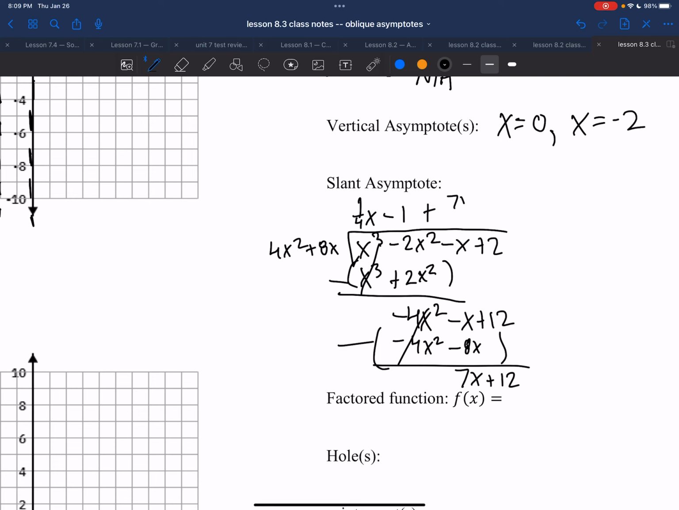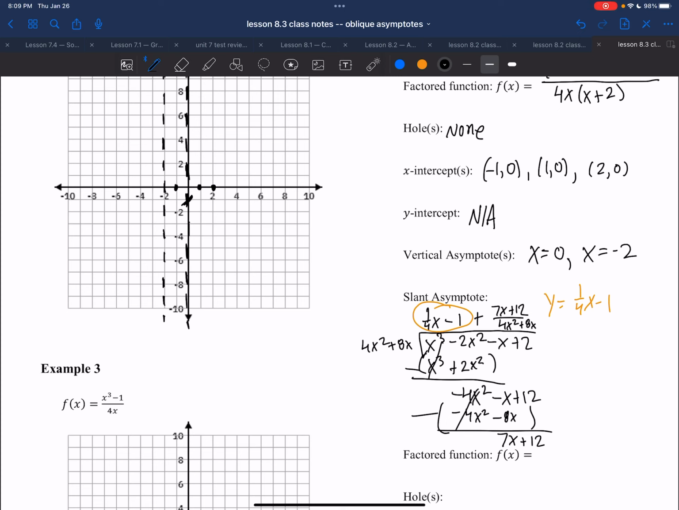And that will be my remainder for this quotient. Now, the slant asymptote is just this thing, yeah? It's y equals 1/4 x minus 1. So let's graph that. The y-intercept is -1, so that's right here. And the slope is 1/4. So up 1 over 1, 2, 3, 4. It's going to look like that. So I might need to angle the initial little mark I made a little bit better. Like something like that.